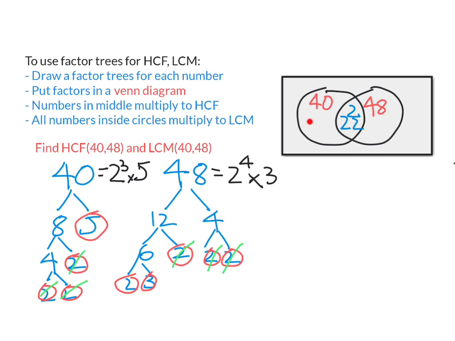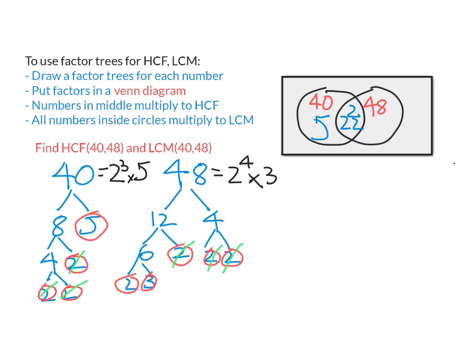So what goes over here are the factors of 40 that aren't in the 48 prime factorization. So you can see this number 5. It's in the 40's prime factorization, but it's not part of the 48 factor tree. So I put that number over here. So you can see that the numbers inside this first circle all multiply to 40.